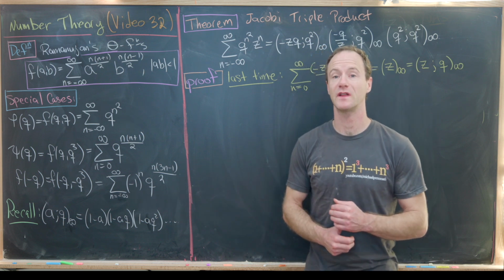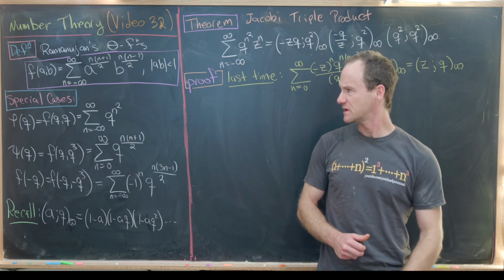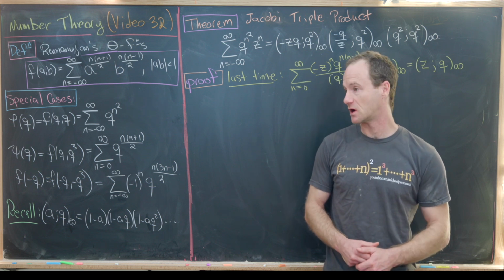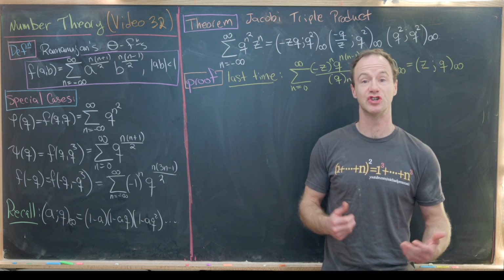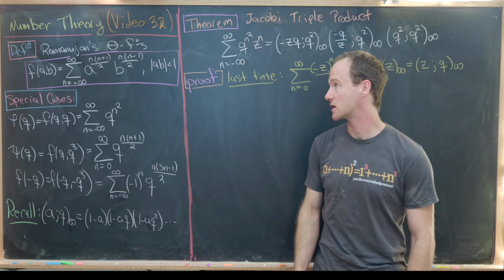In particular, we'll end with Euler's pentagonal number theorem. Okay, so let's look at a couple of definitions first, recall something that we saw last time, and then we'll jump into our first big proof, which is the Jacobi triple product.